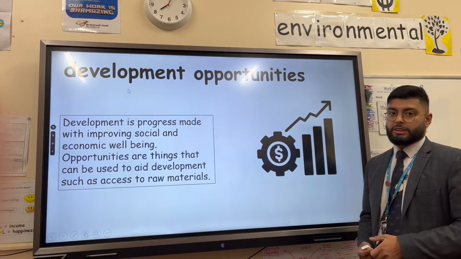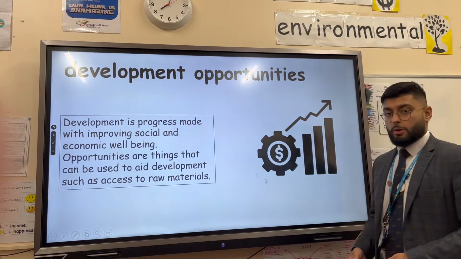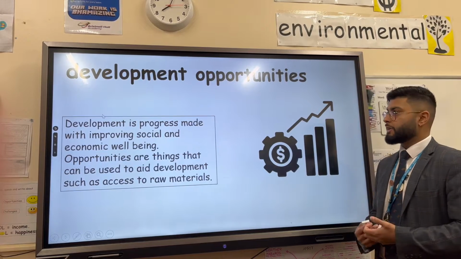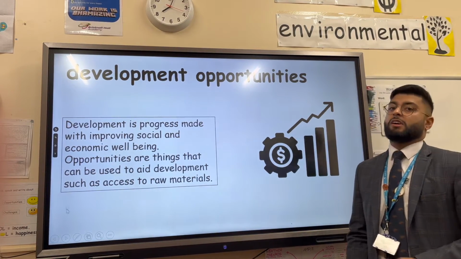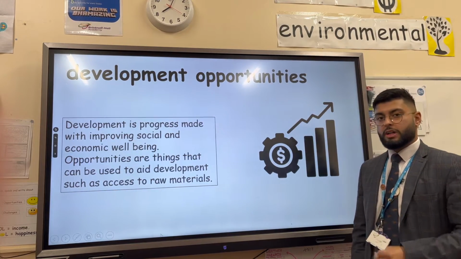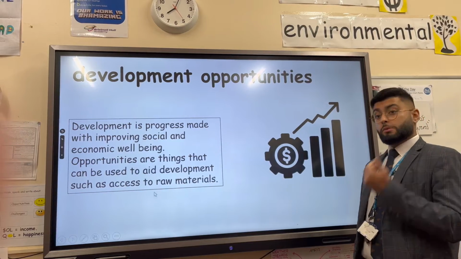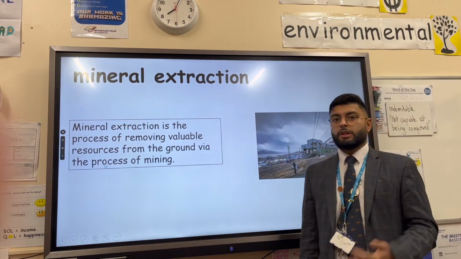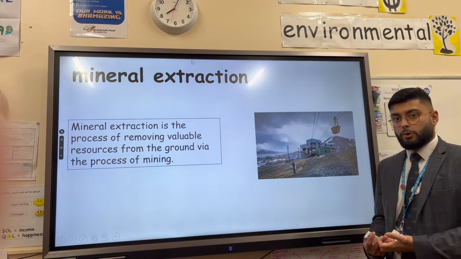Development opportunities. So opportunities, we're thinking about positive things, and development, we're talking about progress in terms of quality of life and standard of living. So development opportunities, we're thinking about how can a country such as Svalbard improve the development of their country in terms of quality of life, standard of living. Mineral extraction. So any mineral is usually a raw material that's found in the ground that usually is very valuable.